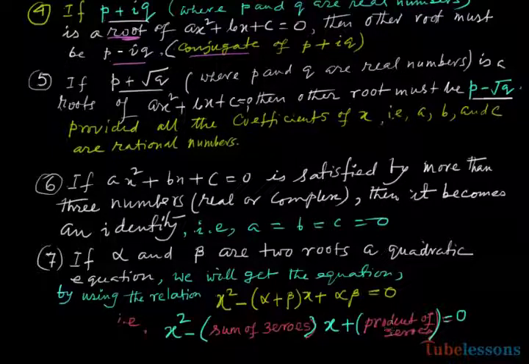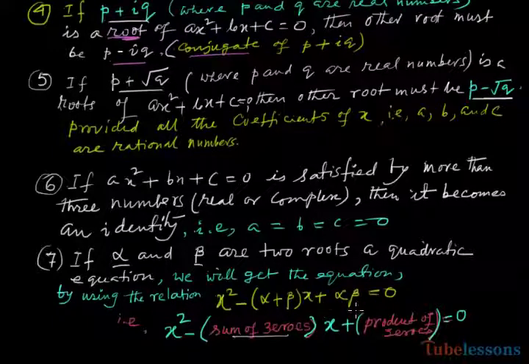And if alpha and beta are two roots of a quadratic equation, we get the equation by using the relation x square minus (alpha plus beta), which is the sum of zeros or sum of roots, into x plus alpha into beta, which is the product of zeros or roots of the equation. So, if we know the roots alpha and beta, we can make the equation in the form x square minus (alpha plus beta) into x plus alpha beta equals to 0.